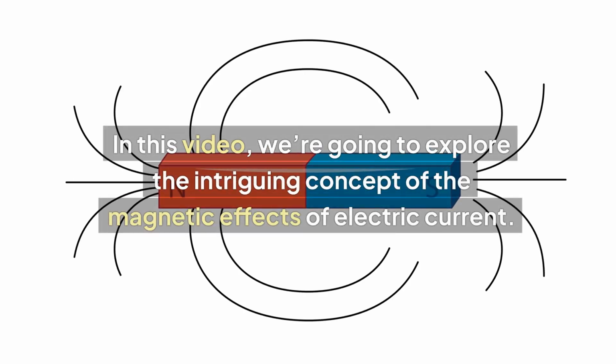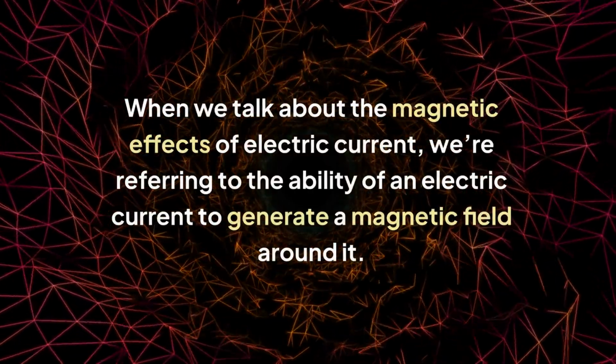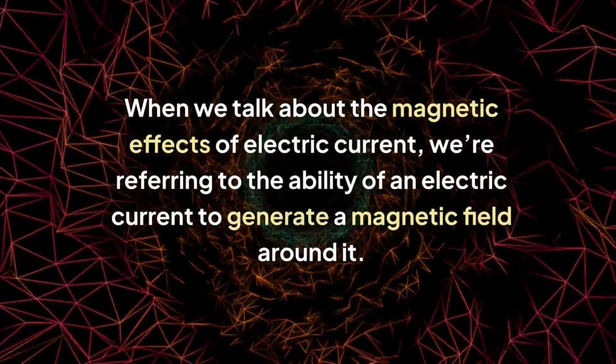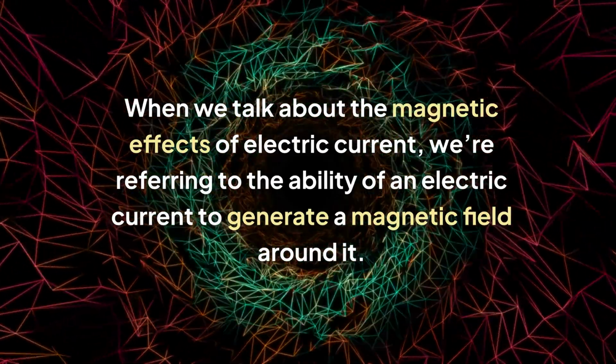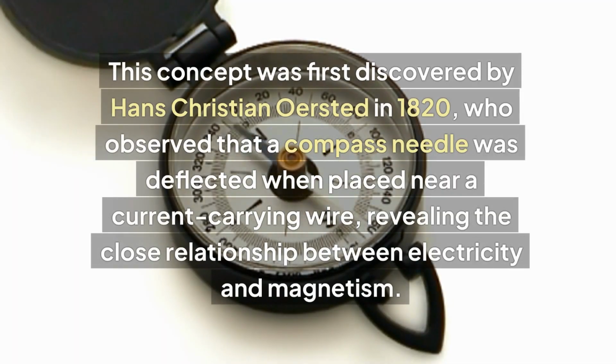Hello students. In this video, we're going to explore the intriguing concept of the magnetic effects of electric current. When we talk about the magnetic effects of electric current, we're referring to the ability of an electric current to generate a magnetic field around it. This concept was first discovered by Hans Christian Ørsted in 1820, who observed that a compass needle was deflected when placed near a current-carrying wire, revealing the close relationship between electricity and magnetism.